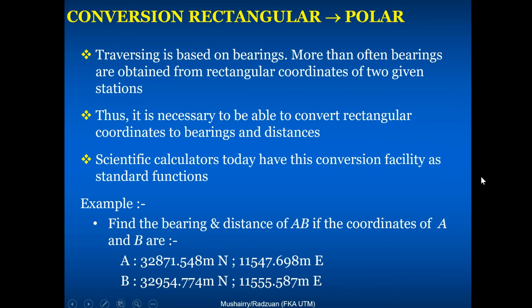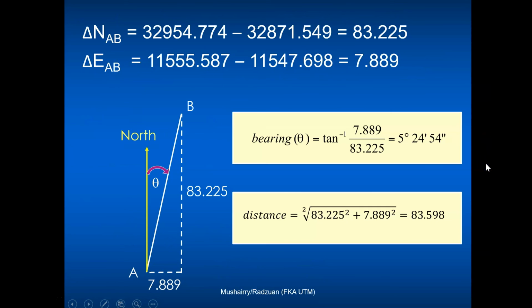Now let's do one example here. Find the bearing and distance of AB if the coordinates of A and B are given as such. The next slide shows the calculation needed. Based on the coordinates given, we need to get the difference in northing, I call it delta N AB, and the difference in easting. So that's basically what the values are, the difference in northing and the difference in easting.